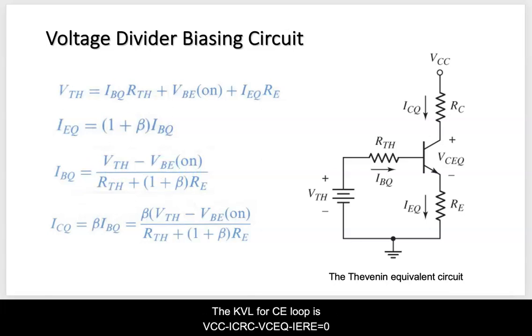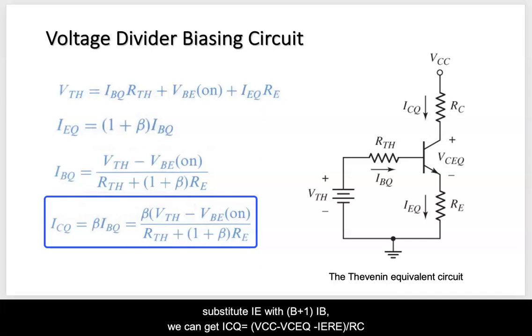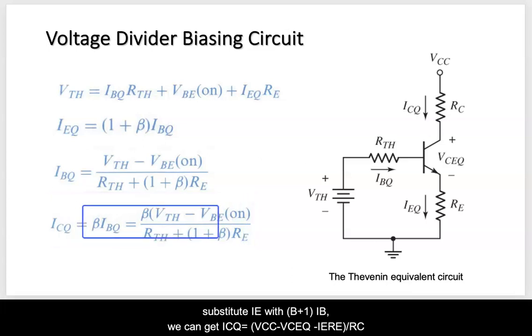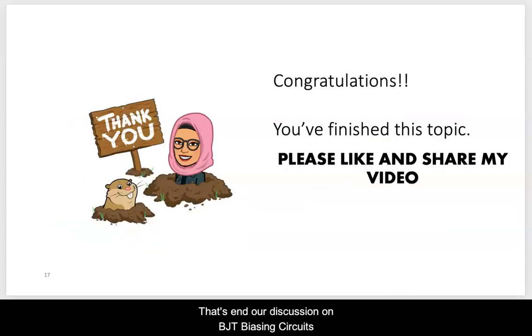Writing the KVL for the CE loop, VCC minus IC times RC minus VCEQ minus IE times RE is equal to 0. And we can substitute IE with beta plus 1 times IB, or we can just straight away find the ICQ, which is equal to VCC minus VCEQ minus IE RE over RC. That ends our discussion on BJT biasing circuits.